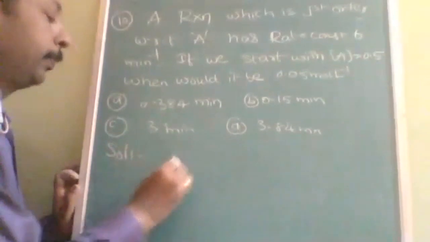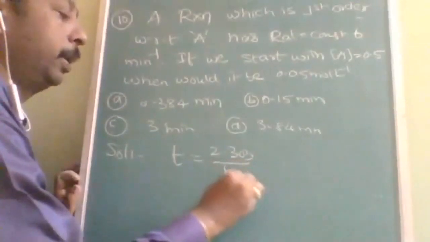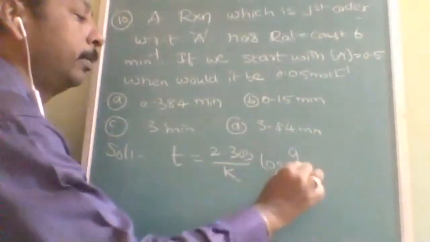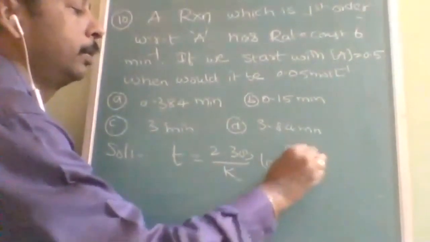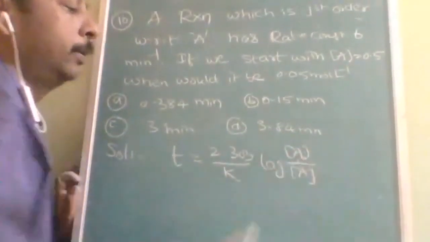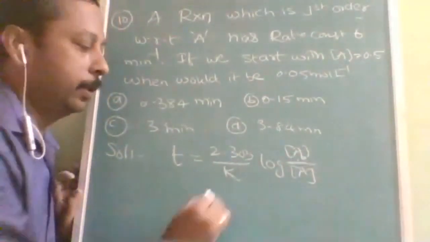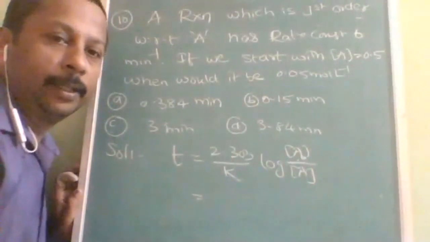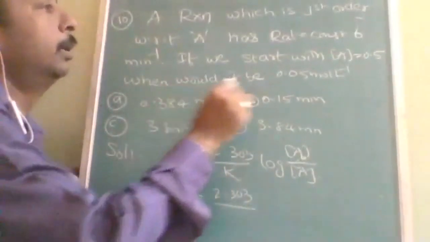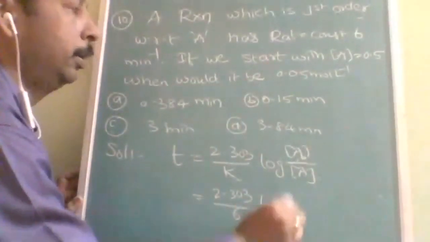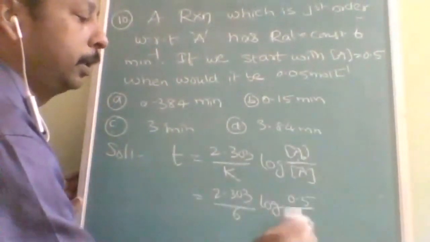Solution: the time for a first order reaction is 2.303 upon K into log of A upon A minus X. If you don't like this, you can write it in terms of the concentrations A naught and A, whichever you feel like. You are provided with everything. So 2.303 by K, K is 6, into log of the initial concentration 0.5 divided by the final concentration left over.